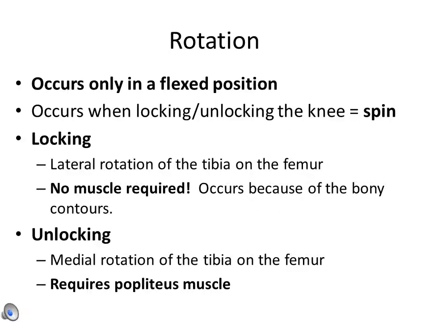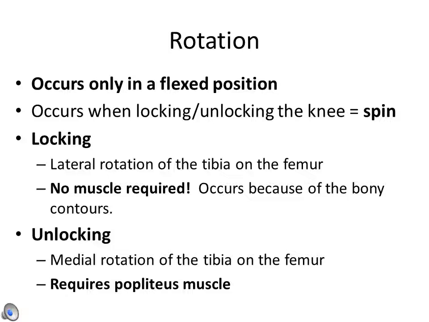The knee joint is considered a modified hinge joint because there is a small amount of rotation that actually occurs in the knee joint during knee flexion and extension. Because this movement cannot occur independently, it is not considered a true movement in and of itself. The rotation actually occurs only when the knee is in the flexed position and occurs when the knee is going into a locked or unlocked position. We call this rotation spin.